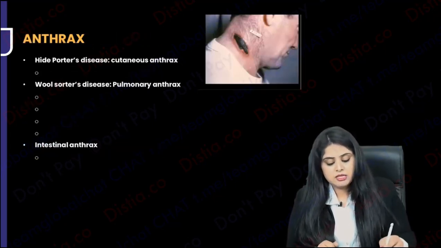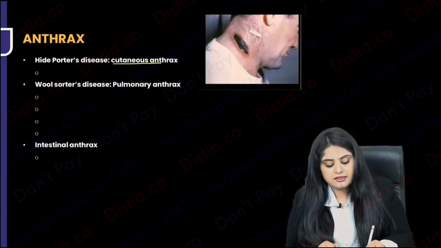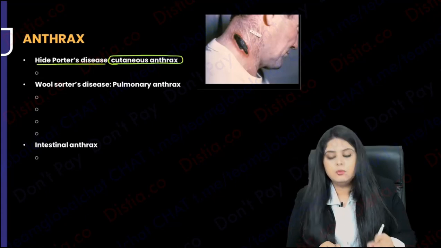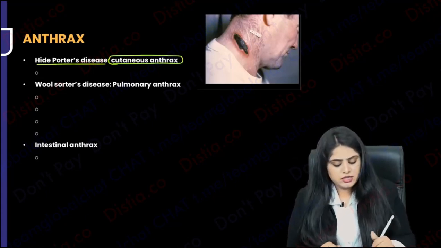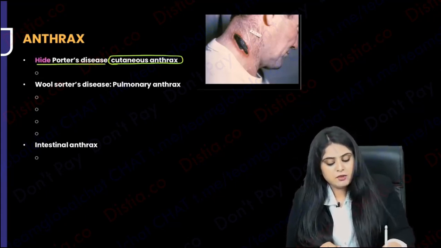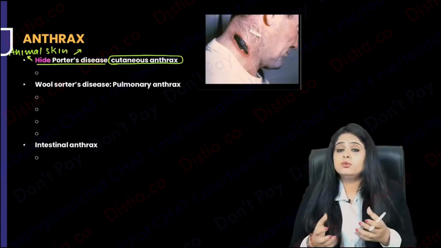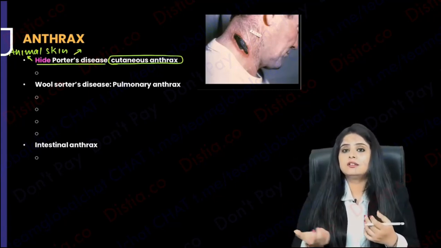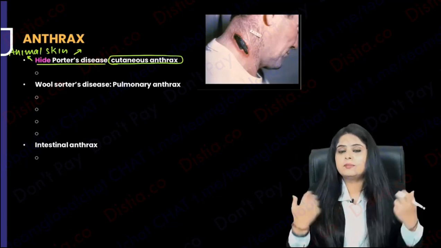When I talk about something known as cutaneous anthrax, you'll say, oh ma'am, this is because of skin contact, and that is known as Hide-Porter's disease. Do you know the meaning of this word? Hide refers to animal skin. Hide is the other name for animal skin. And who is a porter? Porter is a person who picks up very heavy things, like you must have seen the coolies on the railway stations. So these are porters. They pick up very heavy things.